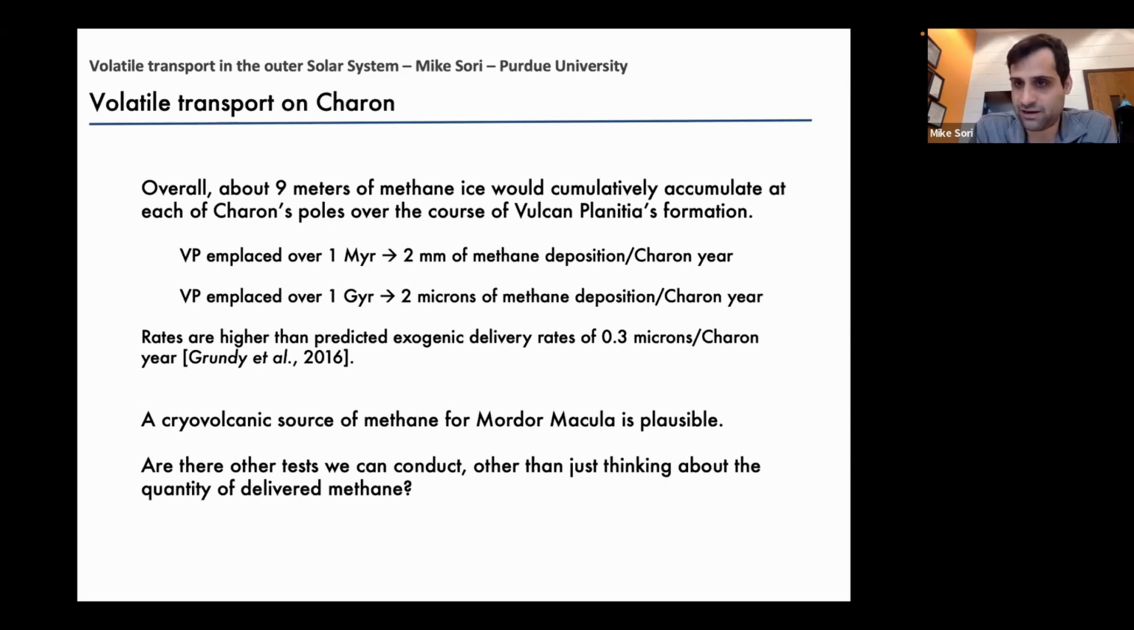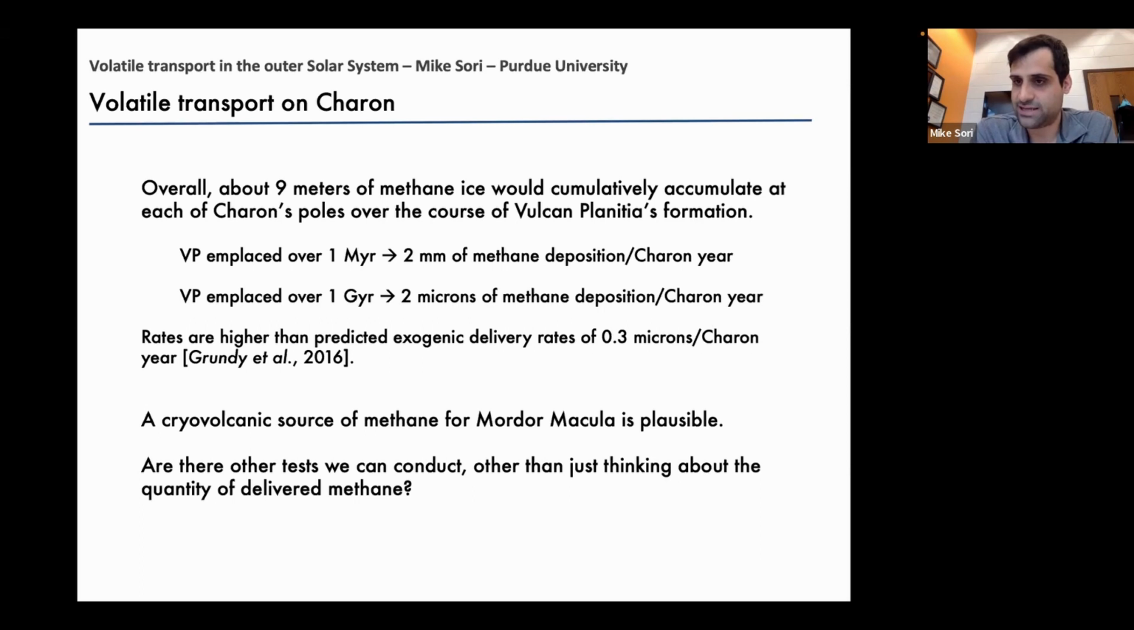But even that upper limit, which is the lower limit for the methane deposition rate of microns per Charon year, is higher than the number you would need to source these red regions. So the Grundy et al. paper predicted something like tenths of microns delivery from Pluto's escaping atmosphere, and that ends up being enough to process enough methane into less volatile products.